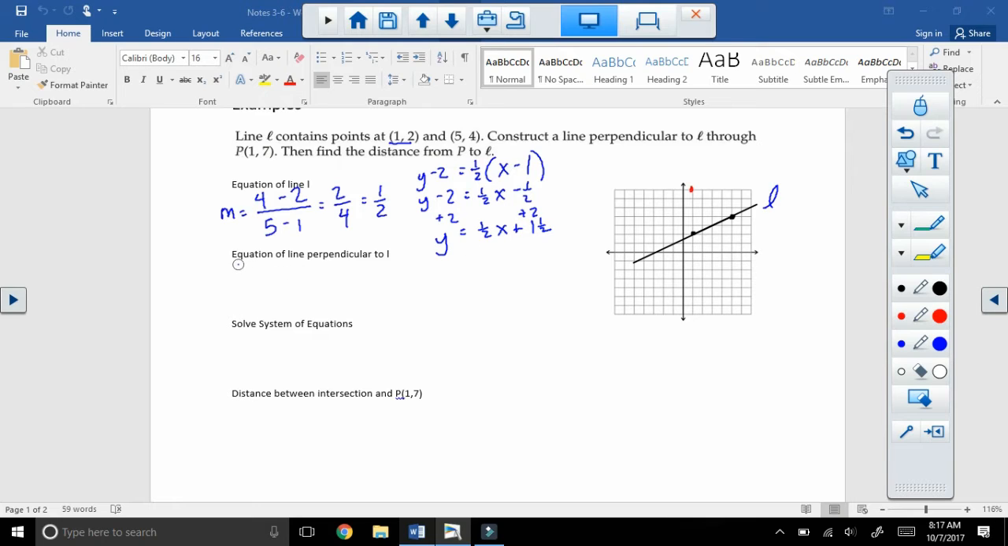The next step is we're going to find the equation of the line perpendicular to L, because I need to know how to draw this exactly. And again, we're not just eyeballing it. We've really got to make sure that we have the exact equation. So for that, if you remember, perpendicular lines have slopes that are opposite reciprocals.